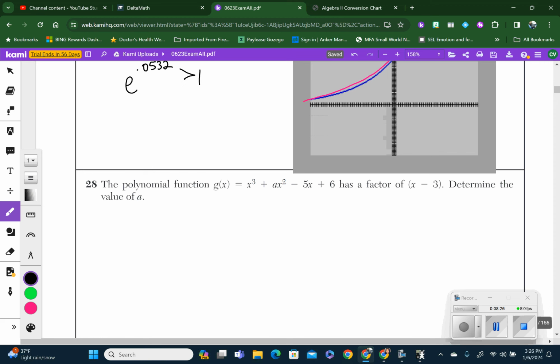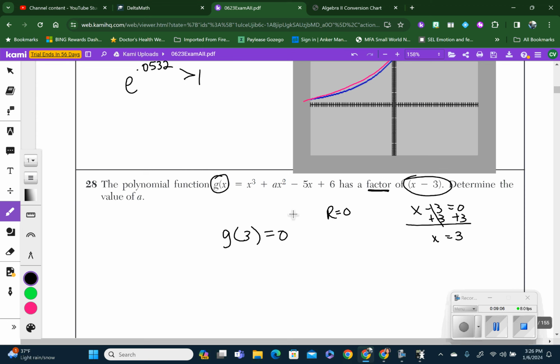Okay, so for this one right here, it says it has a factor of x minus 3. So what does that mean? The factor means that the remainder is equal to 0. Okay, that's what that means. So that means that if I were to take my function and do x minus 3 and set it equal to 0, to get what x is, you just add 3 to both sides, so you get x equals 3. So g of 3, since it's a factor, that means that g of 3 is equal to 0. Does that make sense? So g of 3 is 0, this right here is going to equal 0.